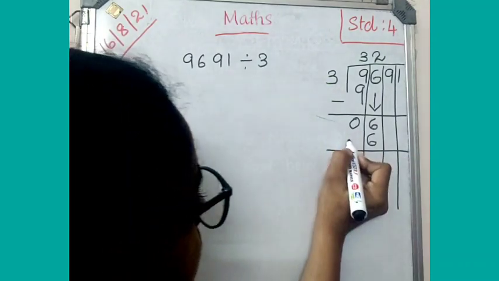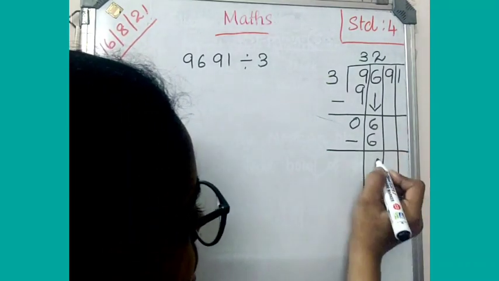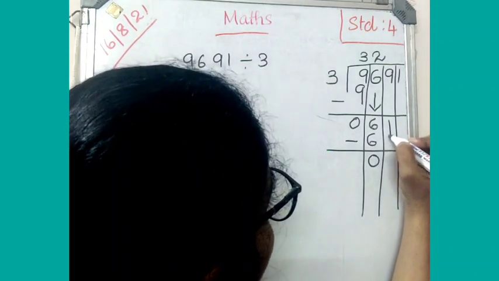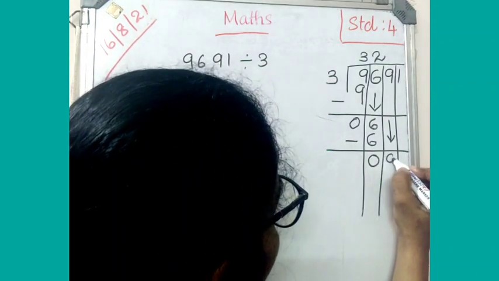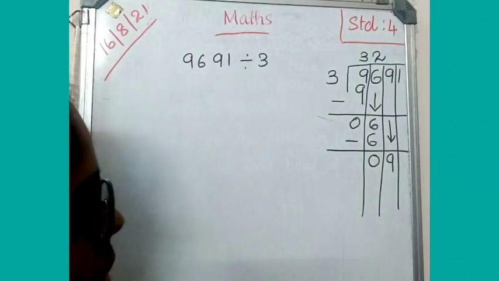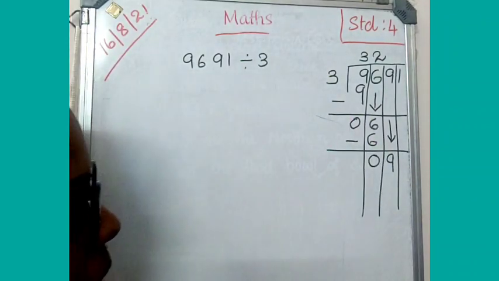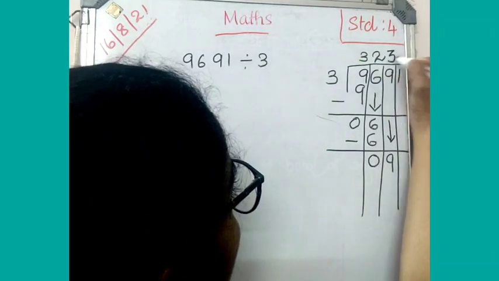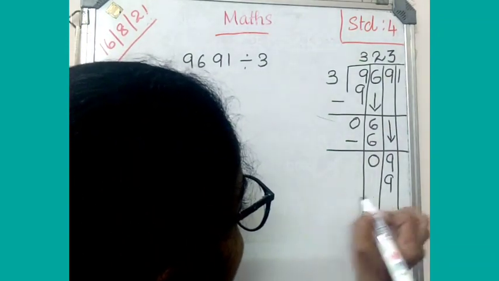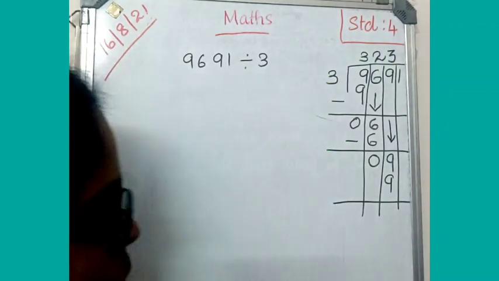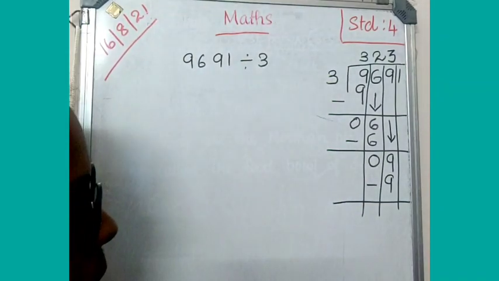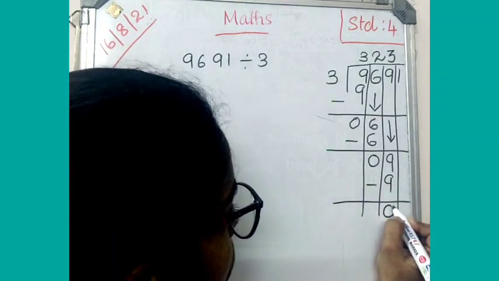Draw a line. Subtract this. 6 minus 6, we get 0. Then bringing down the next digit here, 9. How many times 3 in 9? 3 3s are 9. Draw a line. Subtracting, 9 minus 9, 0.